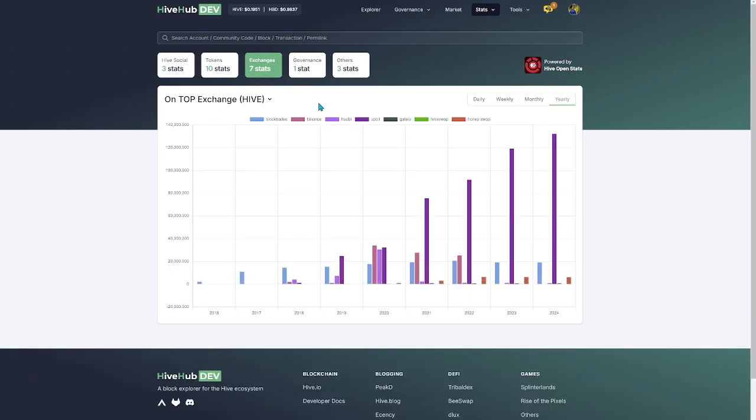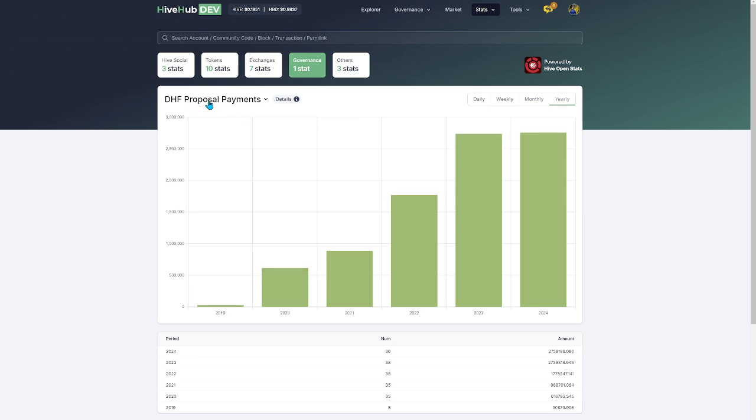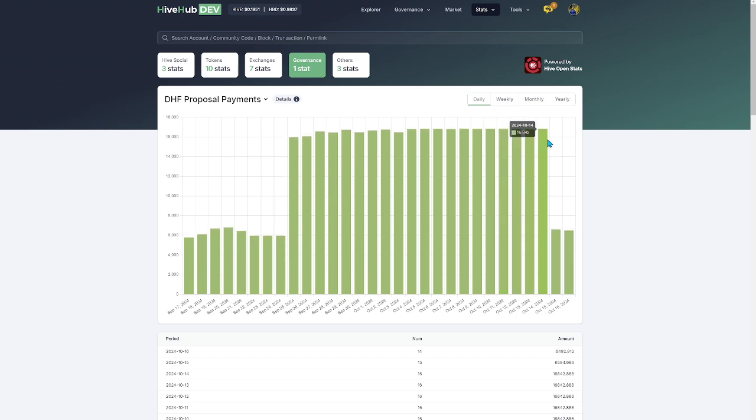Anyways, let's go to exchanges if you are interested in how much Hive is on exchanges. There is 132 million on Upbit, and 6 million on HoneySwap. And then let's go to governance stats, proposal payments. Let's go on the daily. So there was 16,000 HBD going out on the daily.